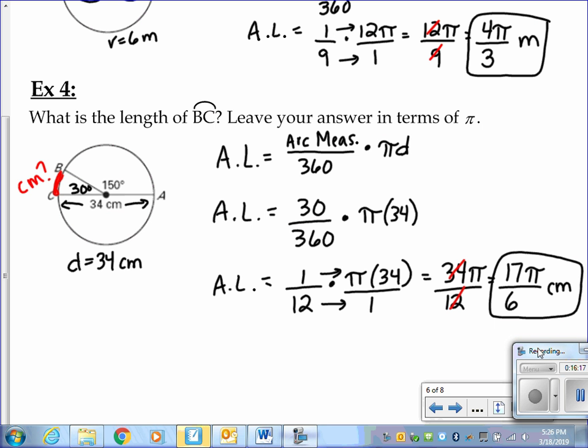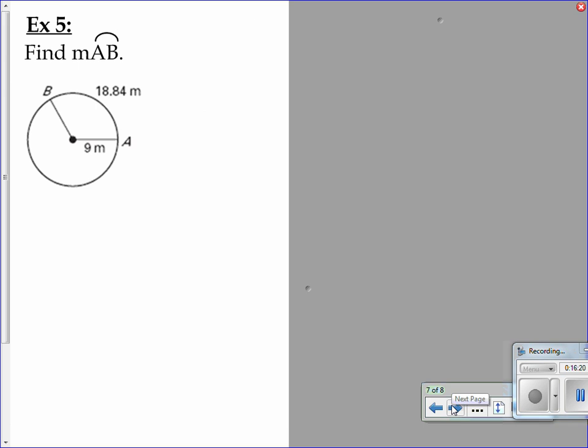Okay, let's look at example 5. So this time we're finding the measure of arc AB. Anytime you see a little m, that means what is the degree? So that must mean we've been given length. And if you look at arc AB here, we have been given the length because it has the meters next to it. So we're still going to use the formula. We're just going to work it backwards. And again, I've been given the radius. The radius is 9 meters.